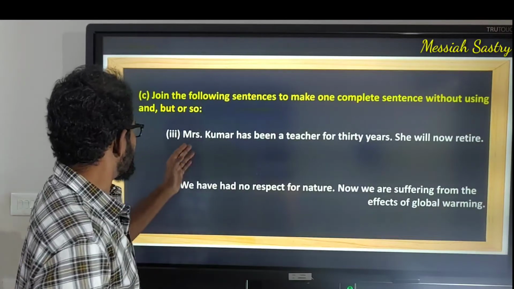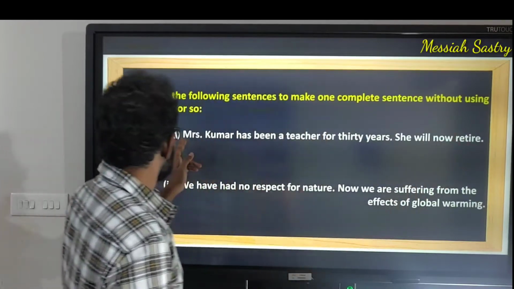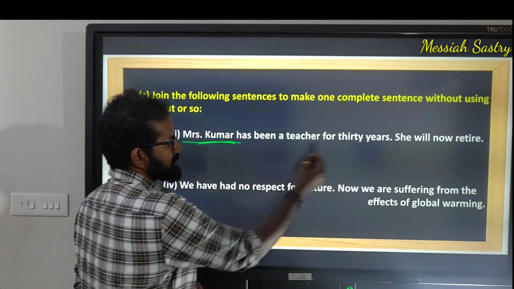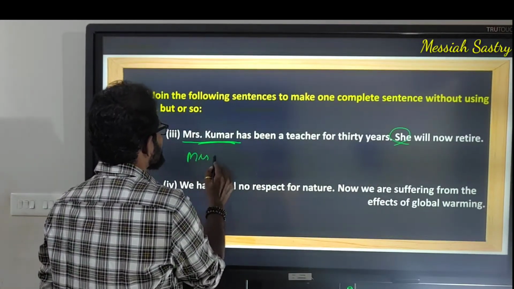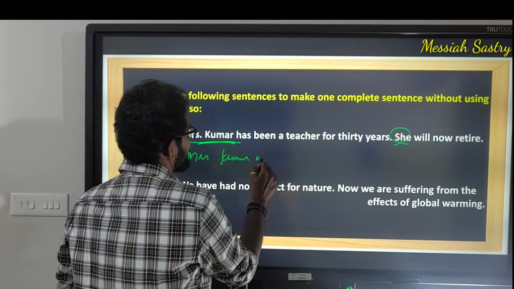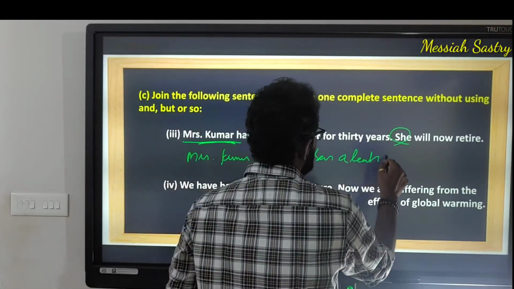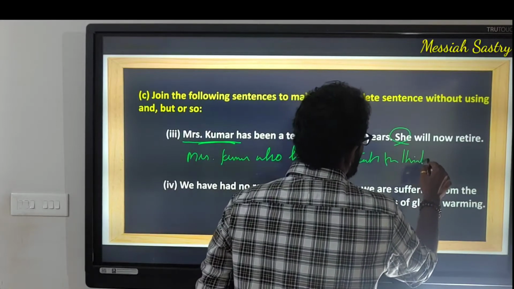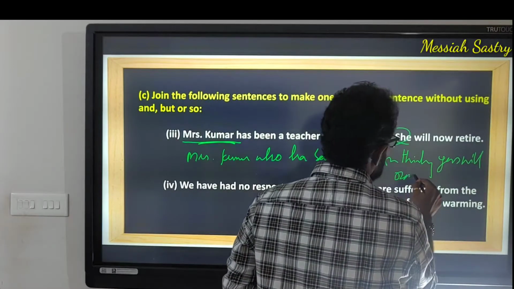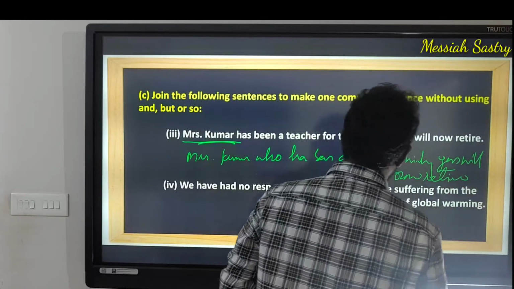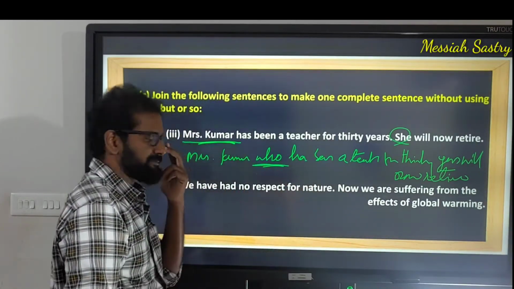Third question. Mrs. Kumar has been a teacher for 30 years. She will now retire. So we are talking about Mrs. Kumar, and we use a relative pronoun. Mrs. Kumar, who has been a teacher for 30 years, will now retire. Who is a relative pronoun.